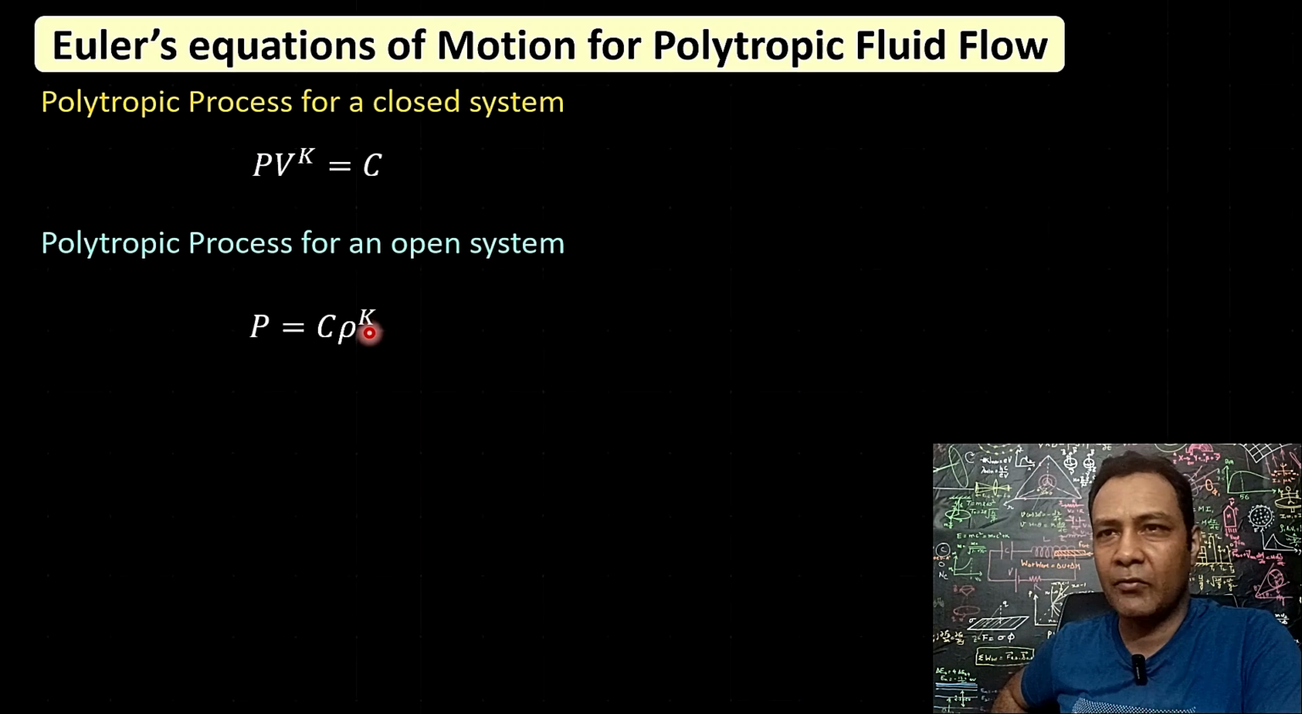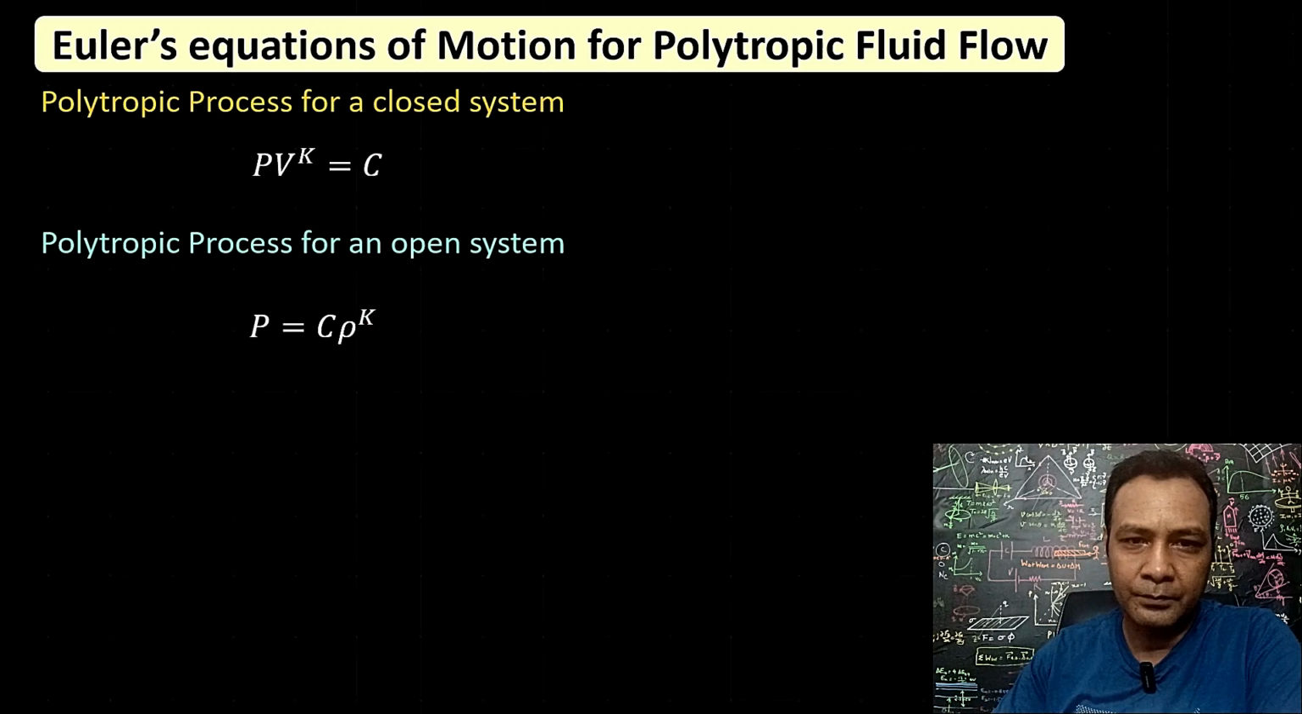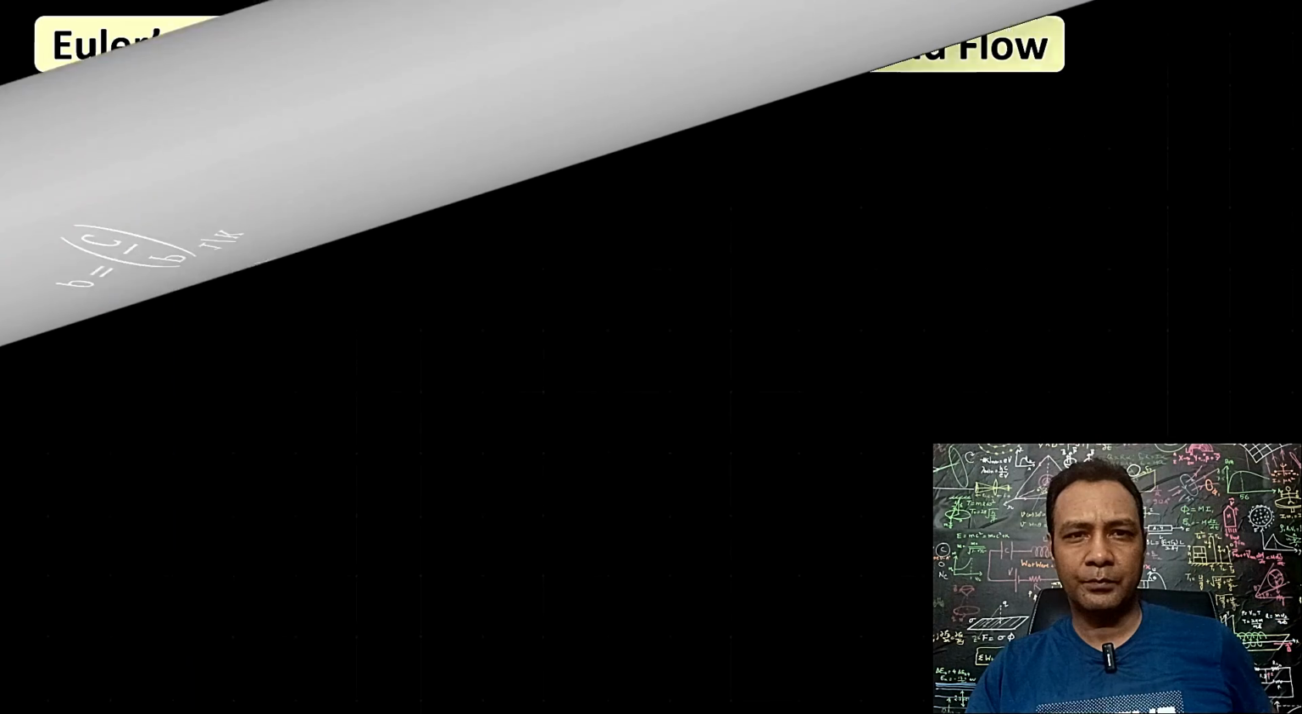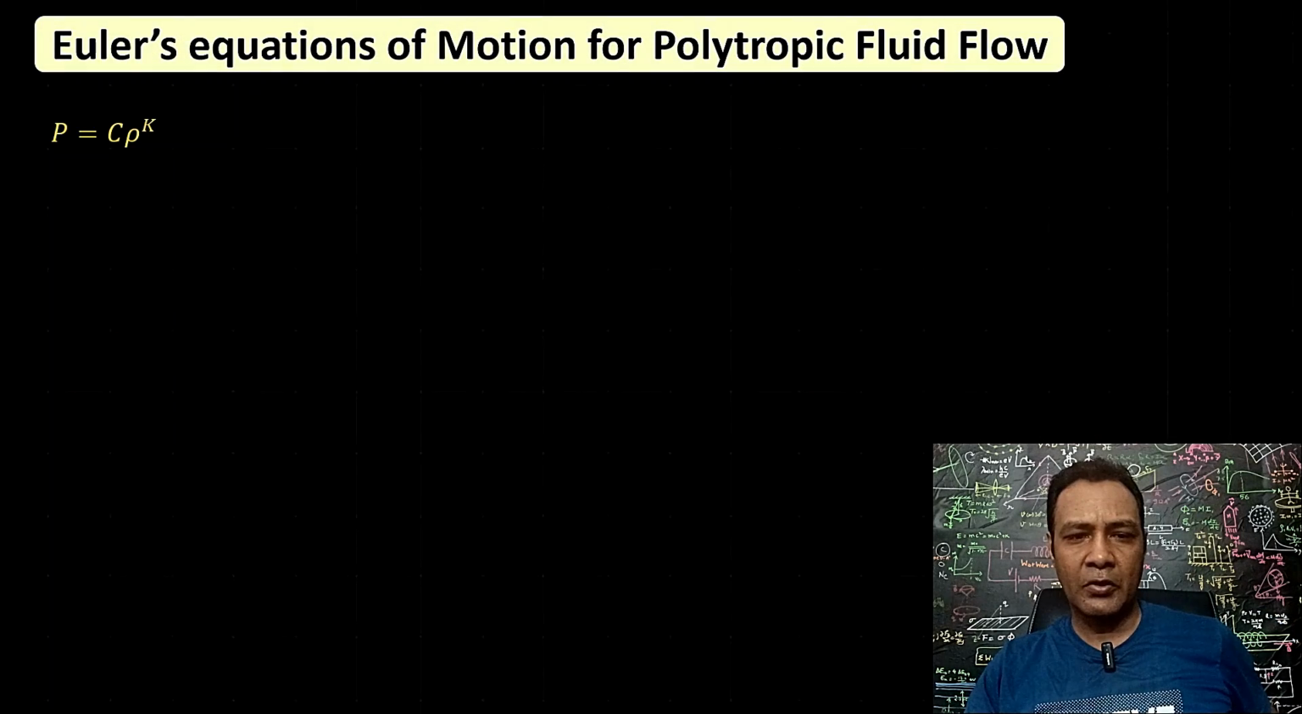And now we'll derive Euler's equation for this polytropic fluid flow. We will also need rho in terms of P. So P is equal to C rho power K, and we want to write rho in terms of pressure, so rho is equal to P by C, power 1 by K.